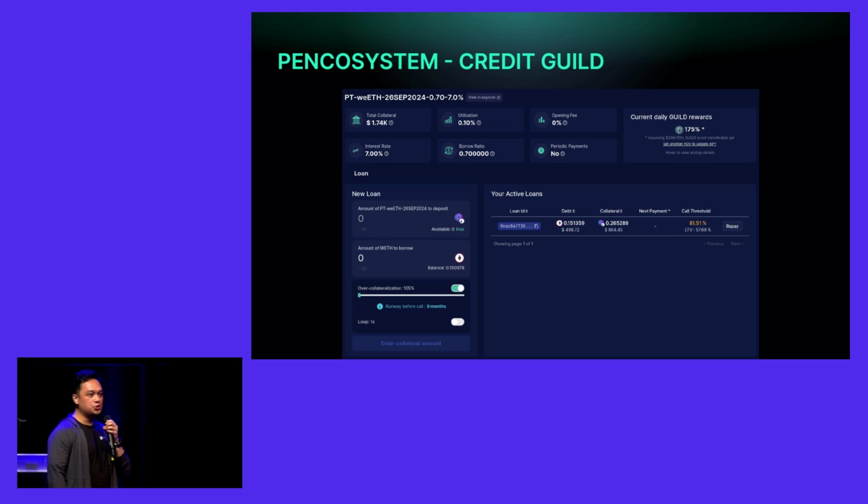Credit Guild is also a lending protocol, but in this case, you basically have different lending terms. So you have, let's say, different collateralization ratios, different interest rates, and again, here you can use your PTs to borrow against it and use it in some form across the rest of DeFi.